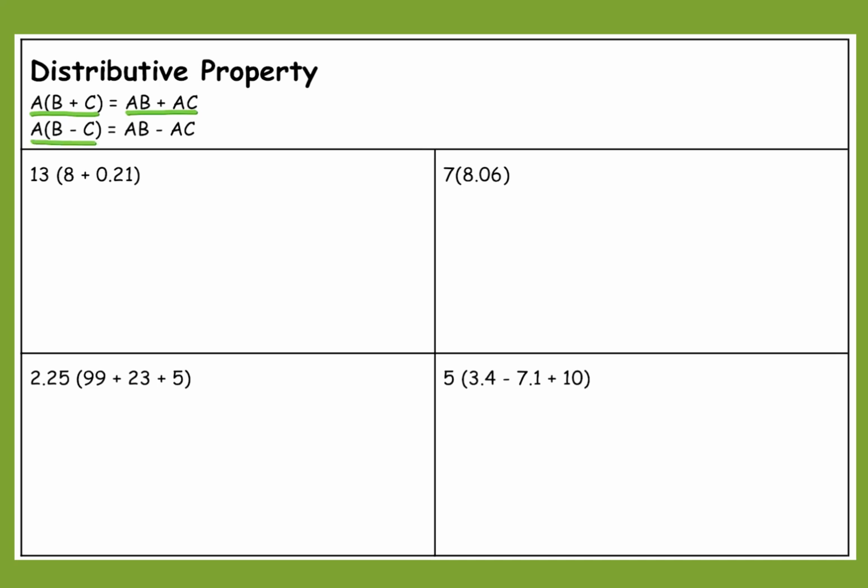Next, if we have a factor that is being multiplied by the difference of numbers, you can share that factor with each number just the same way, A times B minus A times C. Again, we just share with multiplication.